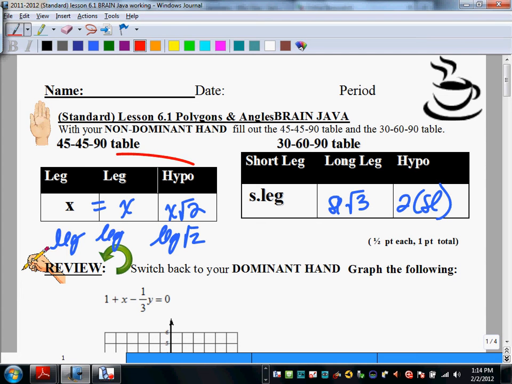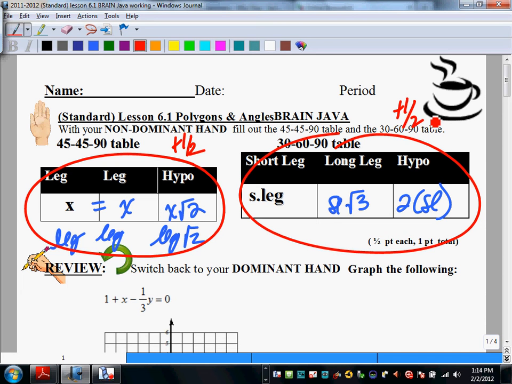There's no partial credit here. This is half a point, and this is half a point. No quarter points, please. That's a real pill for me to grade. I'm sorry. Okay, so they're half each. Either they get the whole thing or they don't.